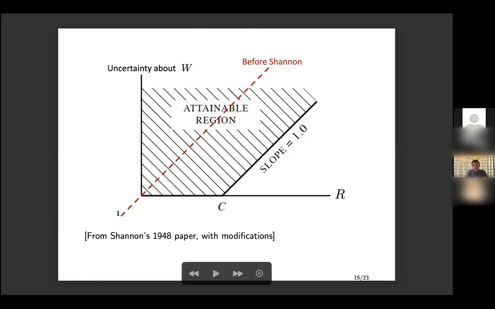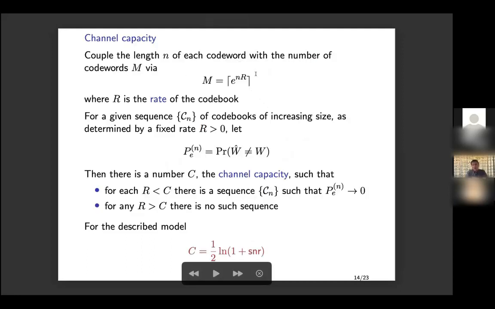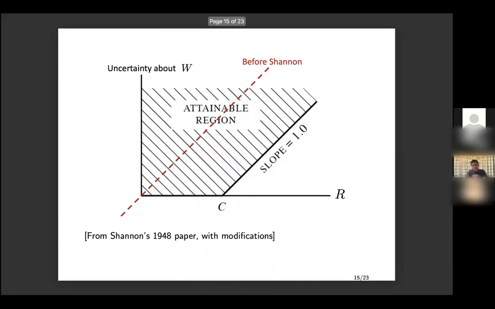So before Shannon, people thought that, yes, it's possible to get to very low uncertainty, but it costs rate. And of course, if the rate is zero, there is only one code word. So you can transmit only one message, and there is no uncertainty at all about which message was transmitted because you know it. There is only one. And that is rate zero. And to get to zero uncertainty, you would have to sacrifice rate down to rate zero. That was the common belief before Shannon.